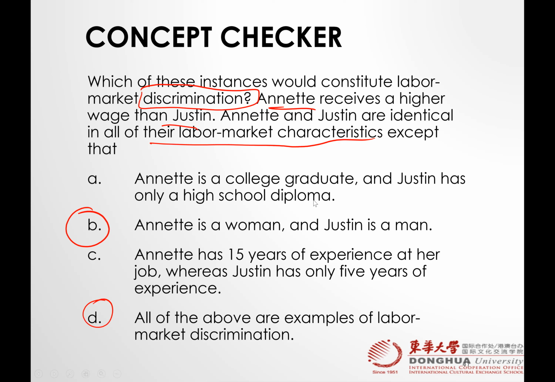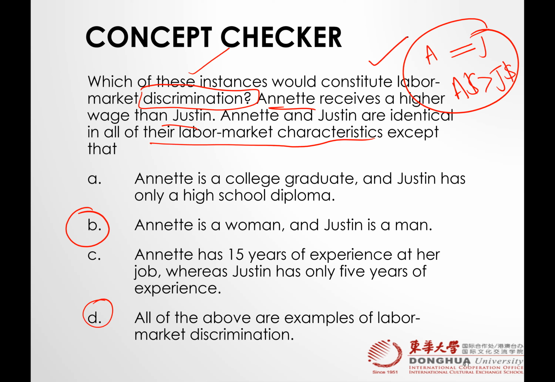B. Okay, what are we trying to pick right now? We are trying to pick discrimination, right? Annette and Justin are equal in labor market characteristics, which means they have the same degree, same experience, same productivity whatsoever. So we want to find out the discrimination. Option A: Annette is a college graduate, and we see that Annette received a higher salary than Justin. So that justifies this condition. Annette is a college graduate and Justin has a high school diploma. It justifies it. A is not discrimination, it is labor market characteristics.